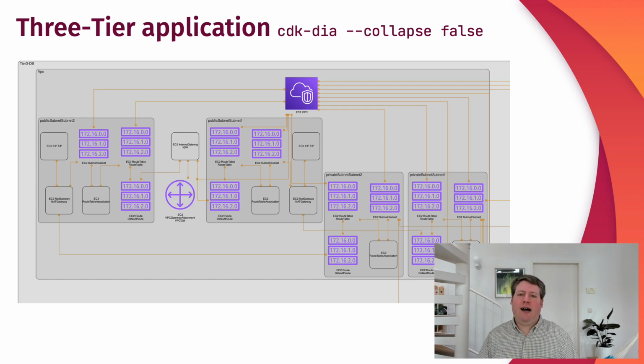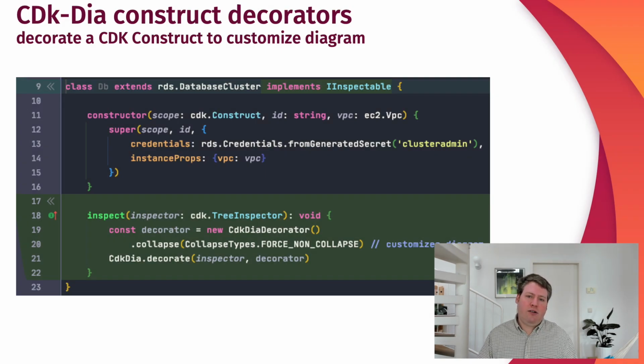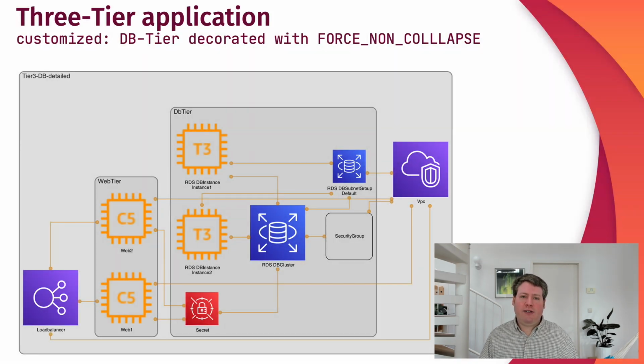When thinking about this project, I also stumbled into another concept, which is diagram as code. And I was wondering, how does diagram as code fit into CDK-Dia? For this purpose, CDK-Dia has decorators, which you can use with your CDK constructs. The idea is that using these decorators, you can customize your diagrams as part of your CDK code. The benefit here is that you can have those tweaks applied whenever you regenerate a diagram.